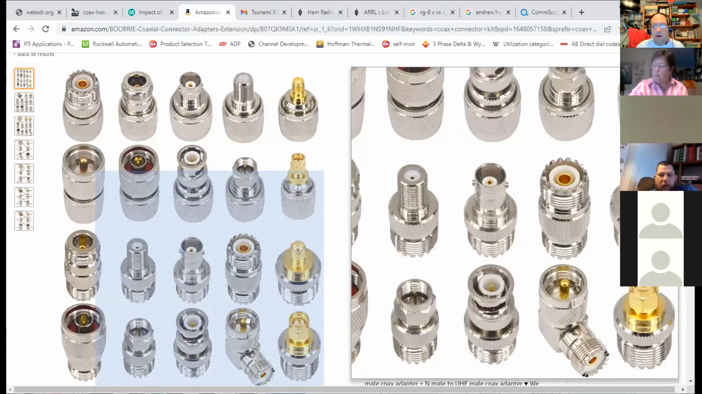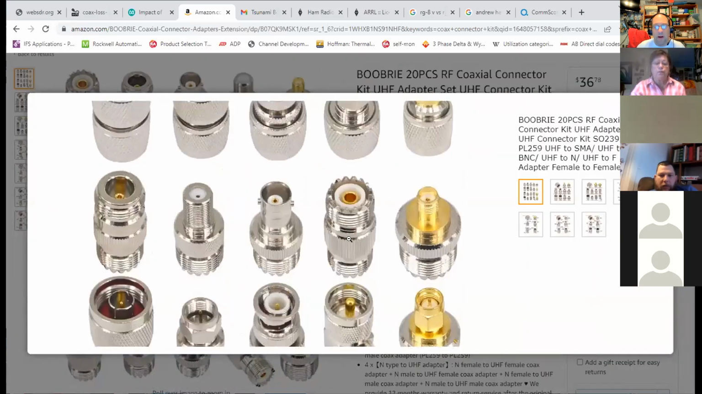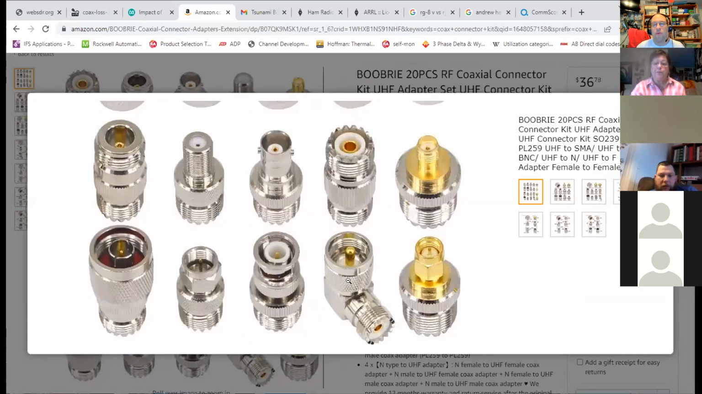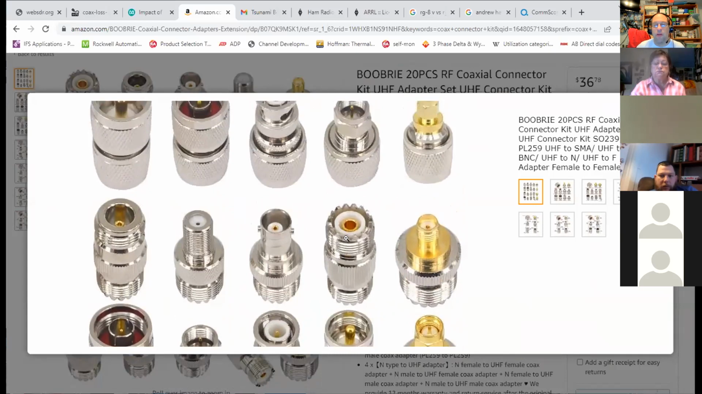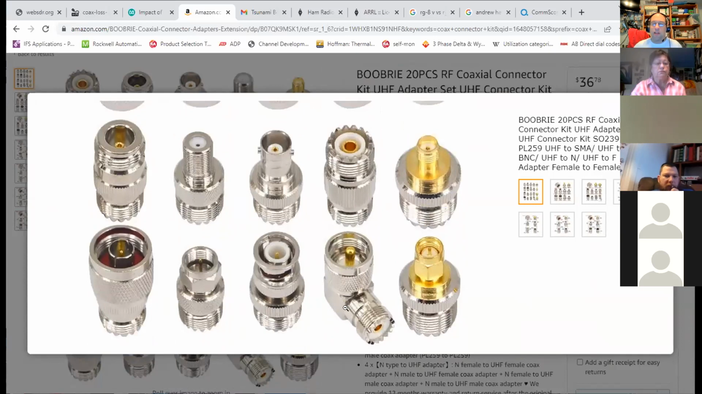The one on the very bottom, second from right, that's called a PL259. The one slightly above it is an SO239. They're actually called UHF connectors because people weren't using UHF when they were created. So that became known as universal high frequency. So interestingly enough, a PL259 connector is a UHF connector, as it's called, but it's terrible for use at UHF frequencies.